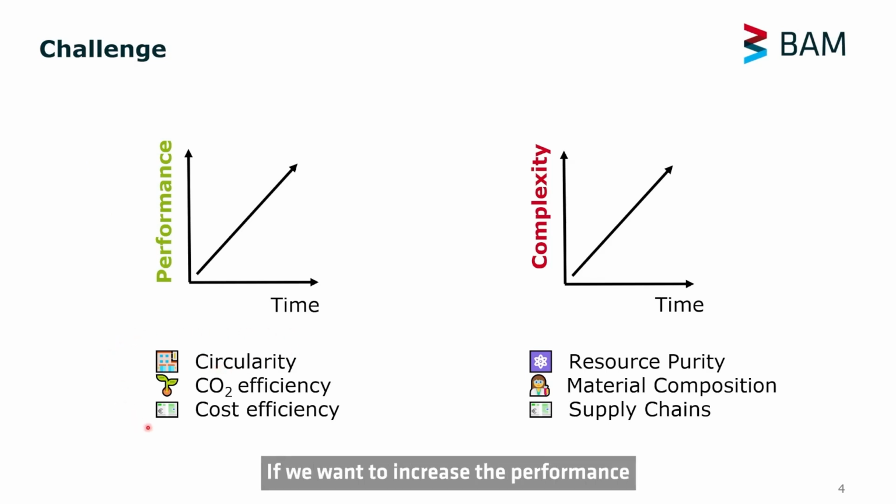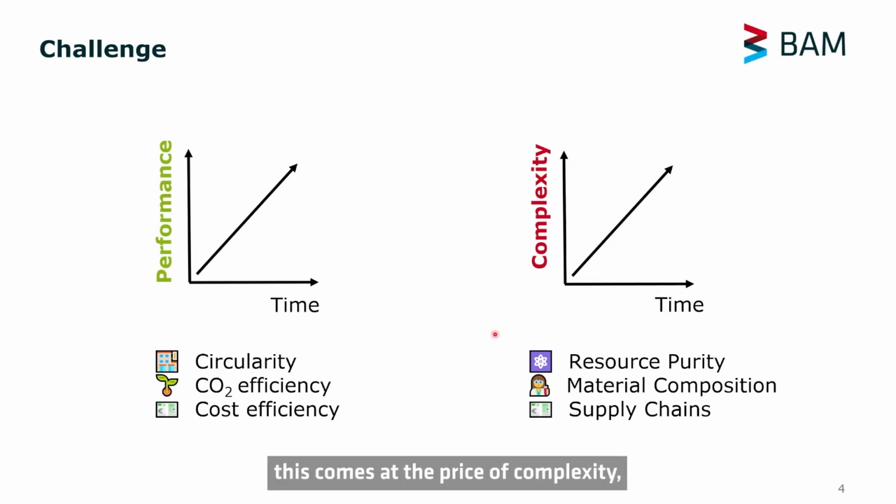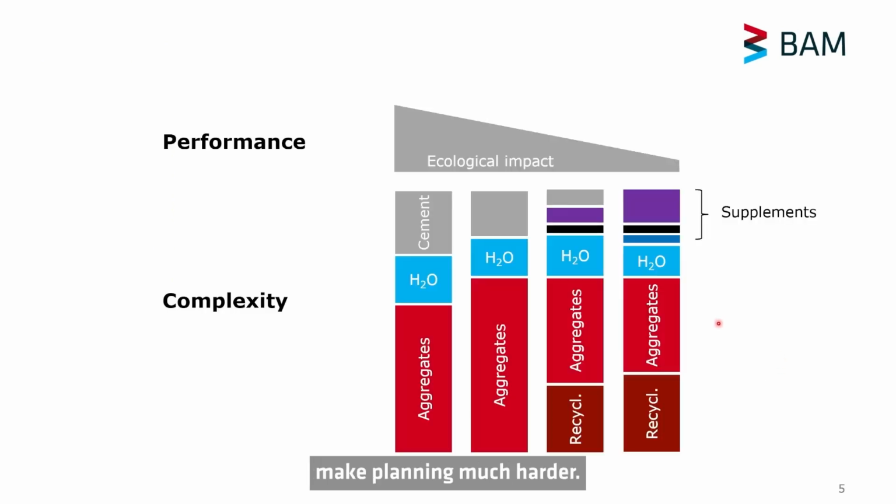If we want to increase the performance in terms of circularity, CO2 efficiency, and cost efficiency, this comes at the price of complexity, which means resources are less and less pure, the material composition is getting more complex, and local supply chains make planning much harder.